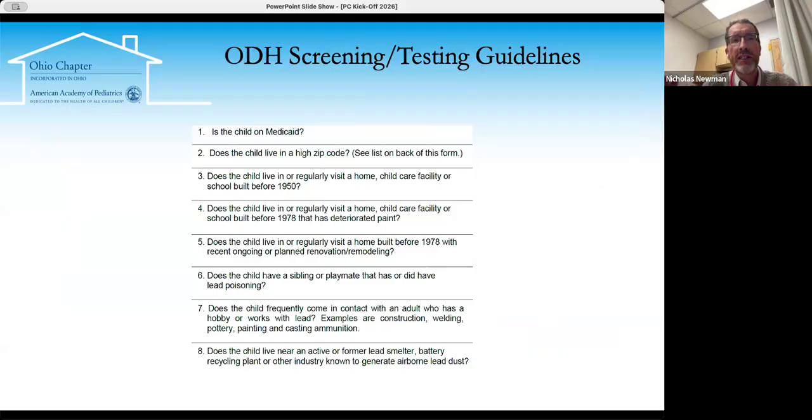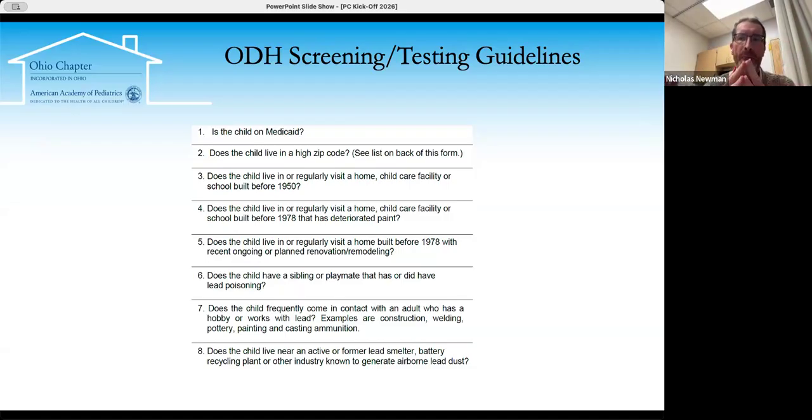So ODH has created a screening questionnaire. The point of this is to try to make sure that we don't miss anyone who could possibly be exposed to lead. And really, if you look at the first 2 questions, those are the things that trigger the legal requirement to test for lead. So if the child is on Medicaid or lives in a high-risk zip code, and ODH has a list of the zip codes.